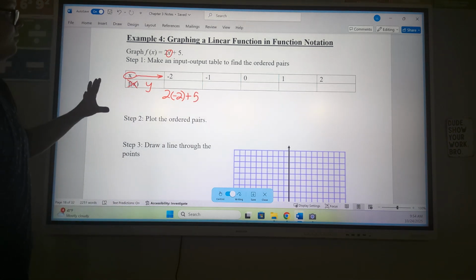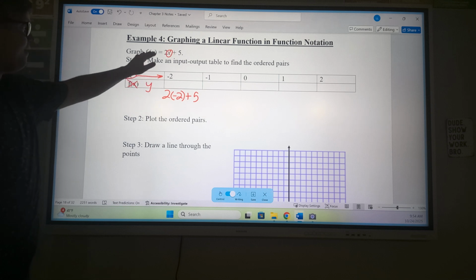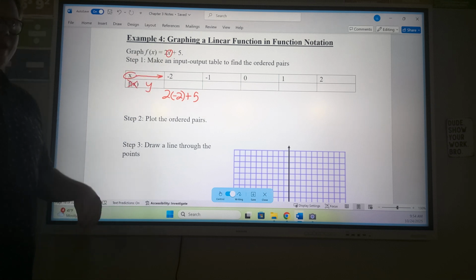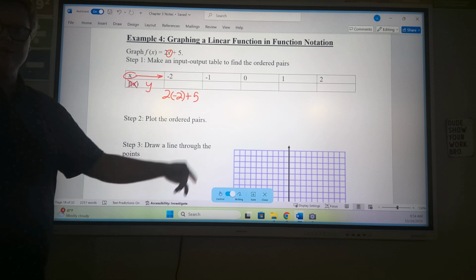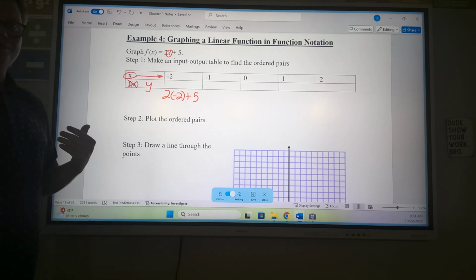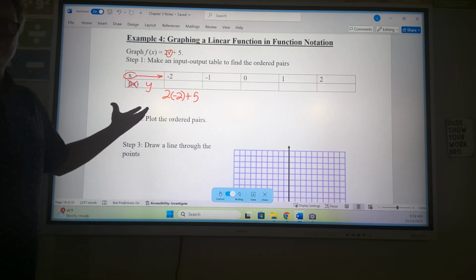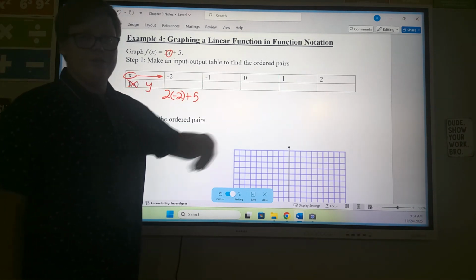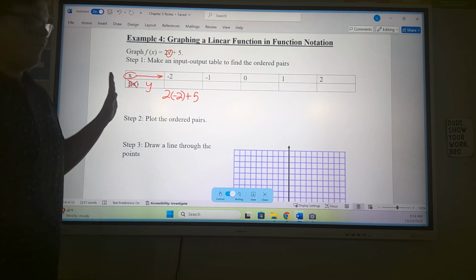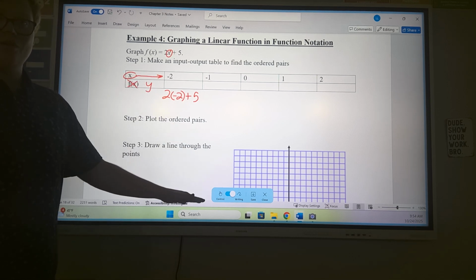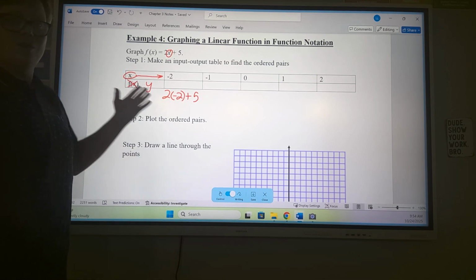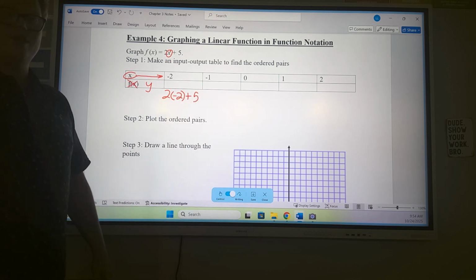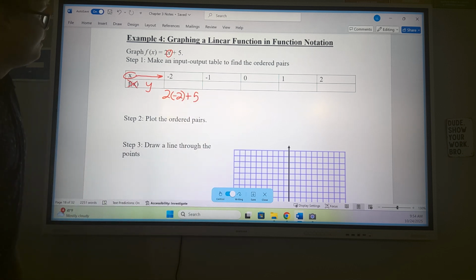The first thing I do want to talk about, though, is when you are graphing, most of the time, you're not going to get a table like this. So I would recommend possibly making your own table. And I would recommend using negative 2, negative 1, 0, 1, and 2. The reason I say that is because those 5 points are typically found on the coordinate plane, whereas if you do 0, 1, 2, 3, 4, 5, your last points won't be found on the coordinate plane.